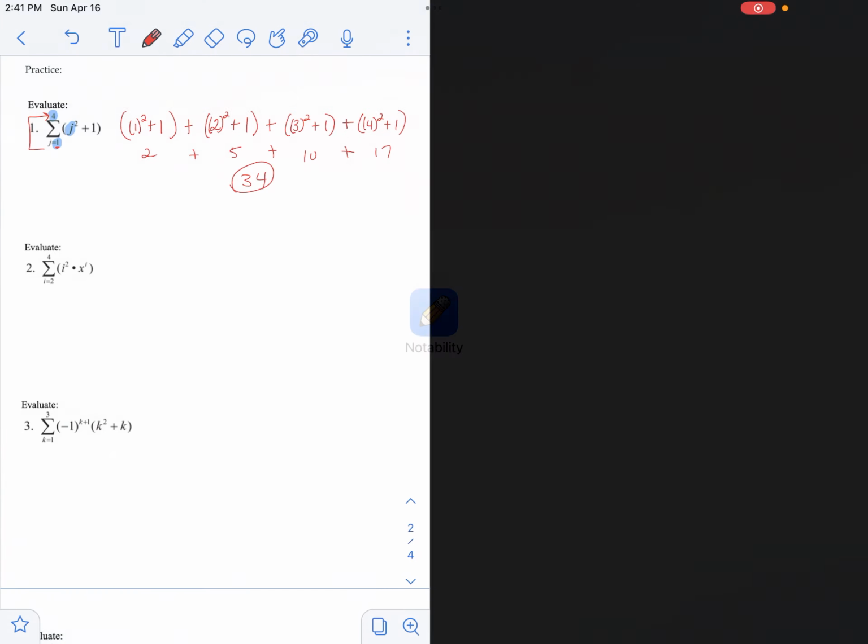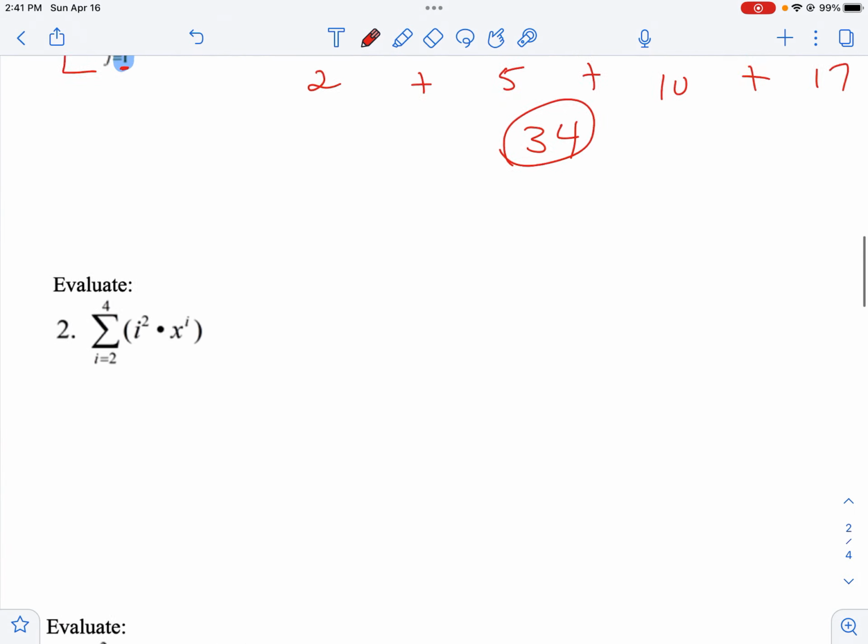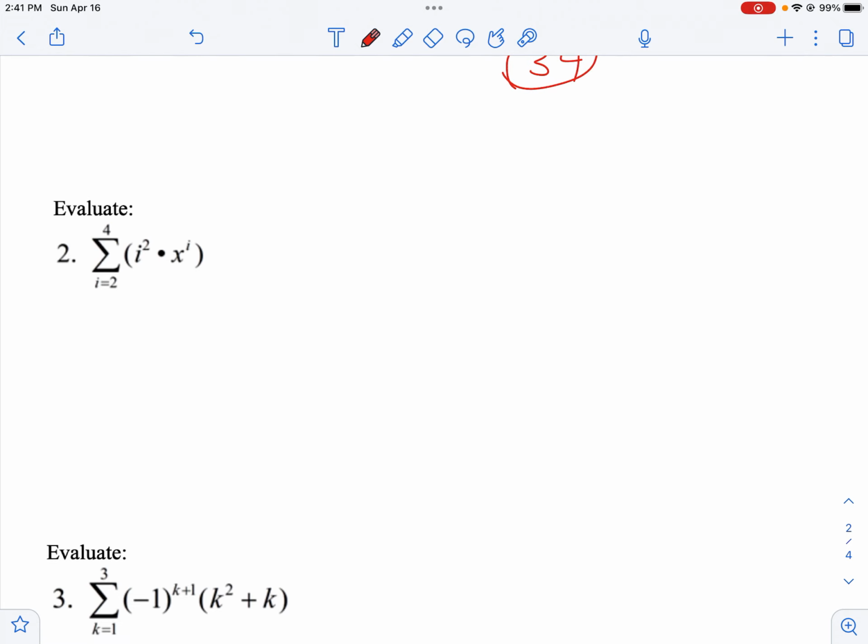Now for the next one, I'm actually not going to be able to do that because there's going to be a variable in the answer. So when I look at this expression, there are 2 variables. There's the i and then there's x. Since the lower bound is given as i equals 2, the i is going to be what's replaced by 2. The x is going to stay. And then I'm going to plug in all the way through 4. So this is what that's going to look like. The i gets replaced by 2.